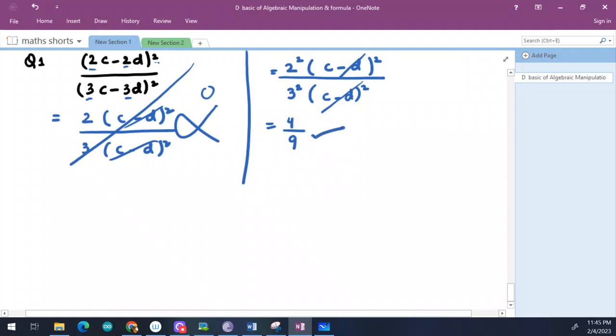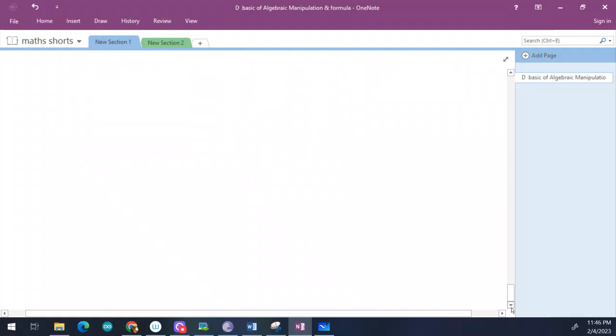This is the most common mistake students make in the exam. So I think you get this point. This is the right way. So let's take another question, and we are going to use some other tricks for this.